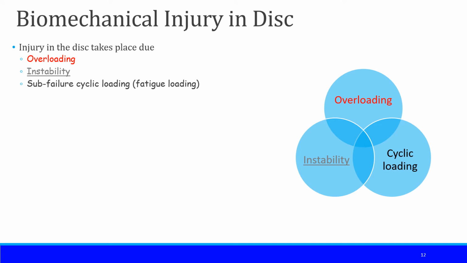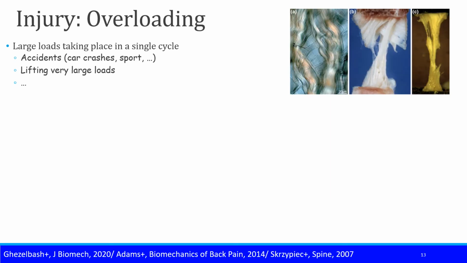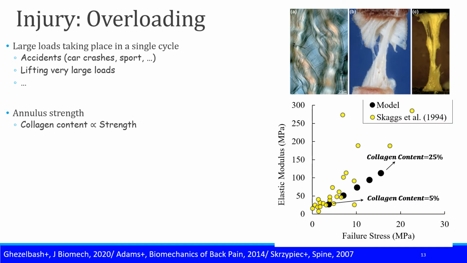Biomechanical injury can happen in the disc due to three different pathways. The first one is overloading, the second one is instability, and the last one is fatigue loading or cyclic loading. Injury due to overloading takes place in a single cycle, so a very large load due to accidents or a high demand physical activity is applied to the intervertebral disc and injury takes place. The applied load is much larger than the strength of the tissue and the injury happens.